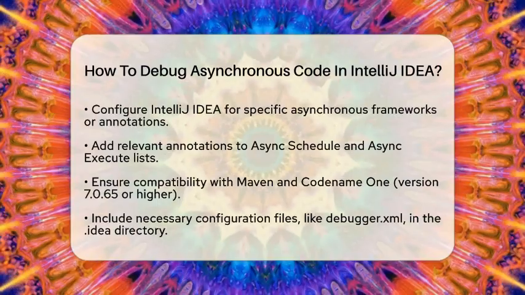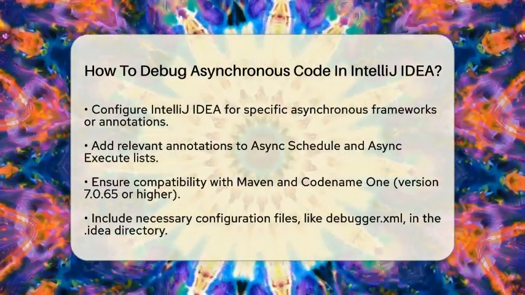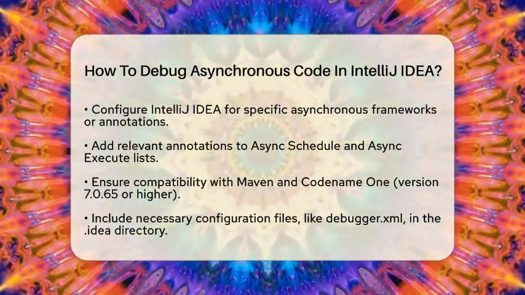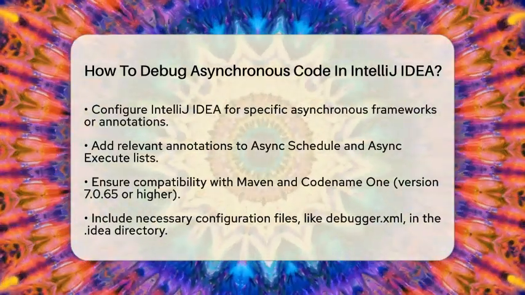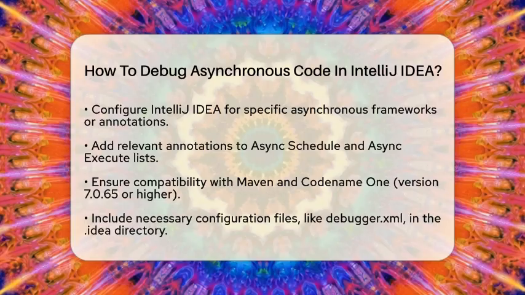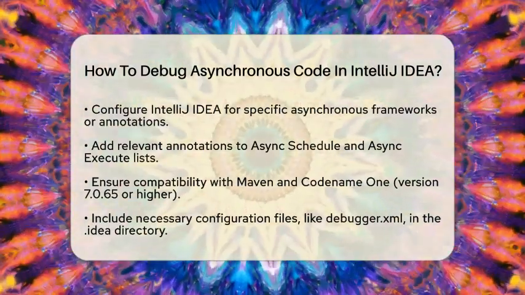For projects using Maven and Codename1, ensure your CN1 version is 7.0.65 or higher. Also, include the proper configuration files, like debugger.xml, in your project's IDEA directory.